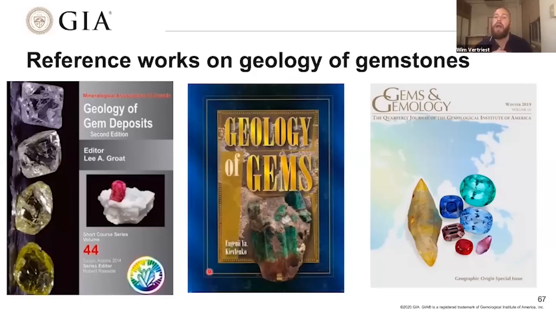And then in the last edition of Gems and Gemology, which was completely dedicated to geographic origin determination, there is also a full article with the state-of-the-art understanding of corundum, ruby and sapphire, and emerald deposits worldwide, which is way more comprehensive than the introduction that I could give you today.